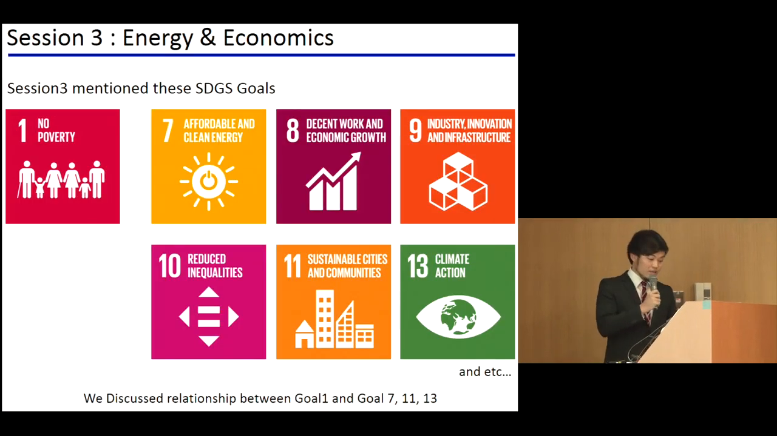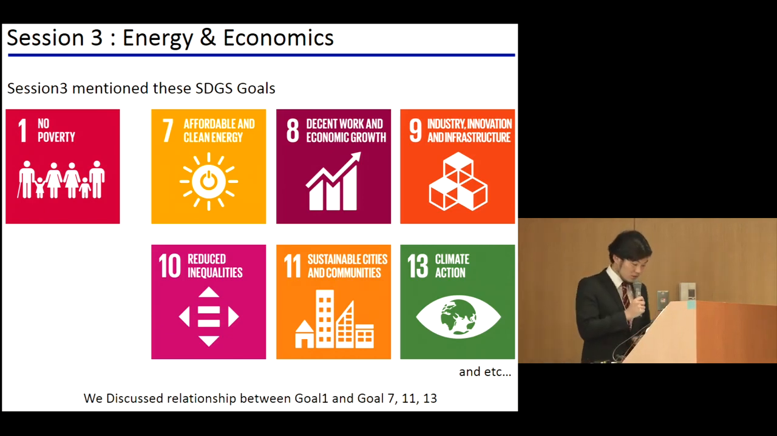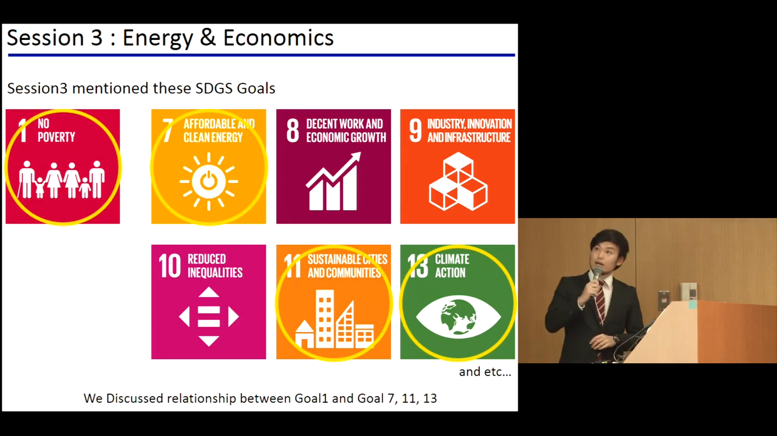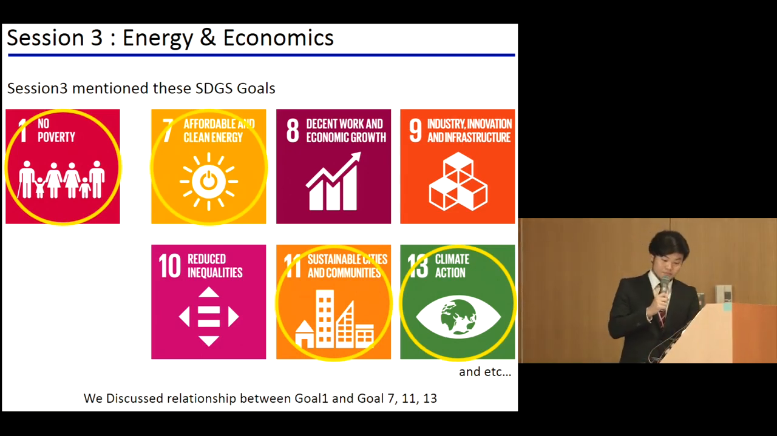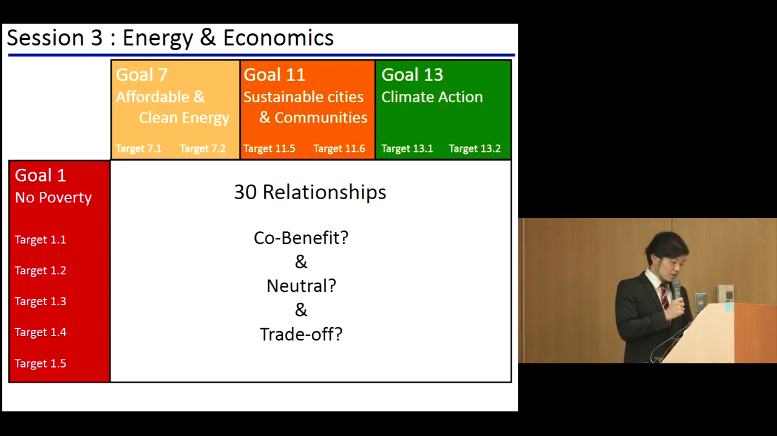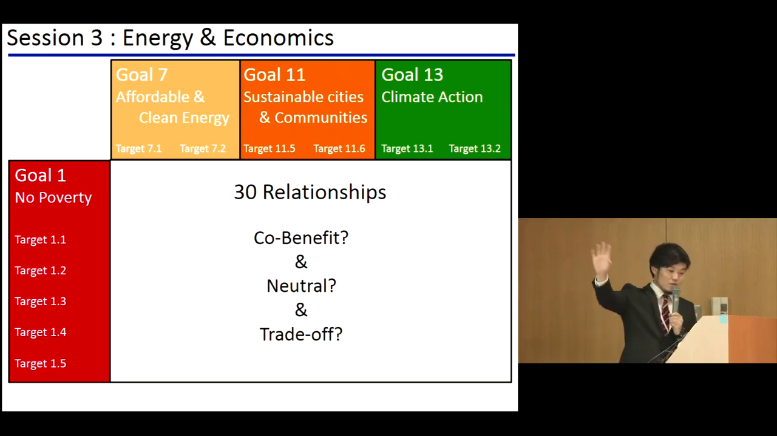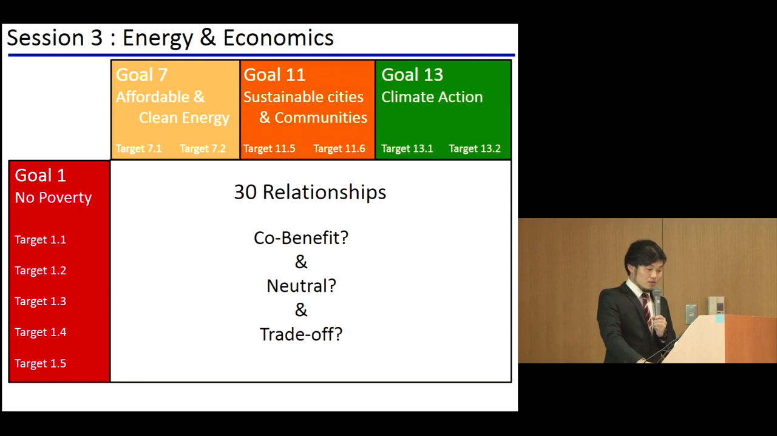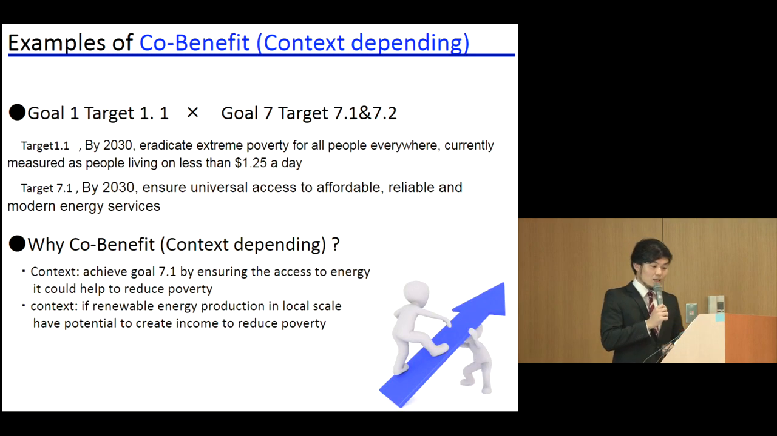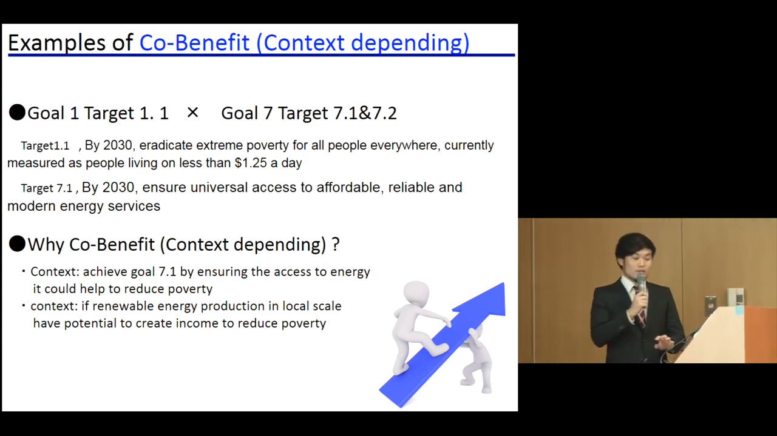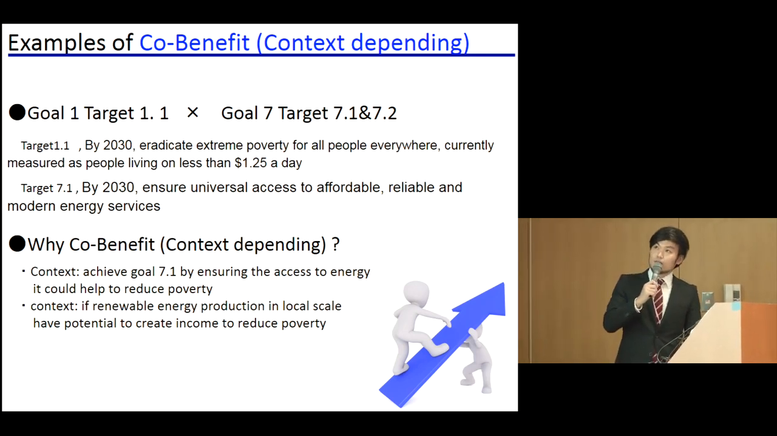In session 3, presenters mentioned these SDGs goals, and today we discussed this relationship, focused on goals 1, 7, 11, and 13. We selected some targets from these goals, 2 targets from each goal, and we used all of goal 1's targets. And we talked about whether there is any co-benefit, neutral, or trade-off. And this is our opinion.